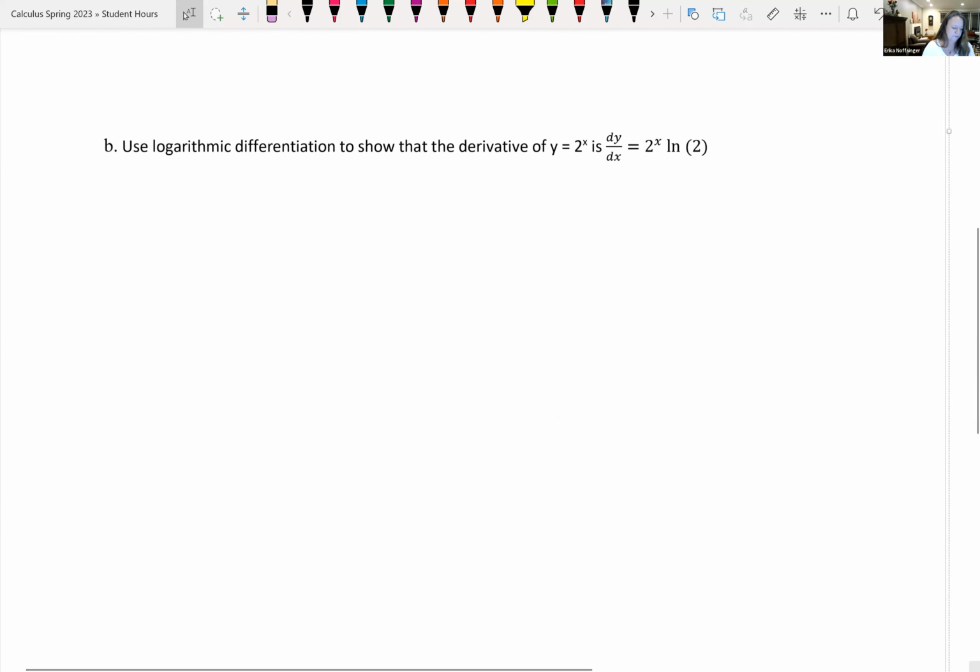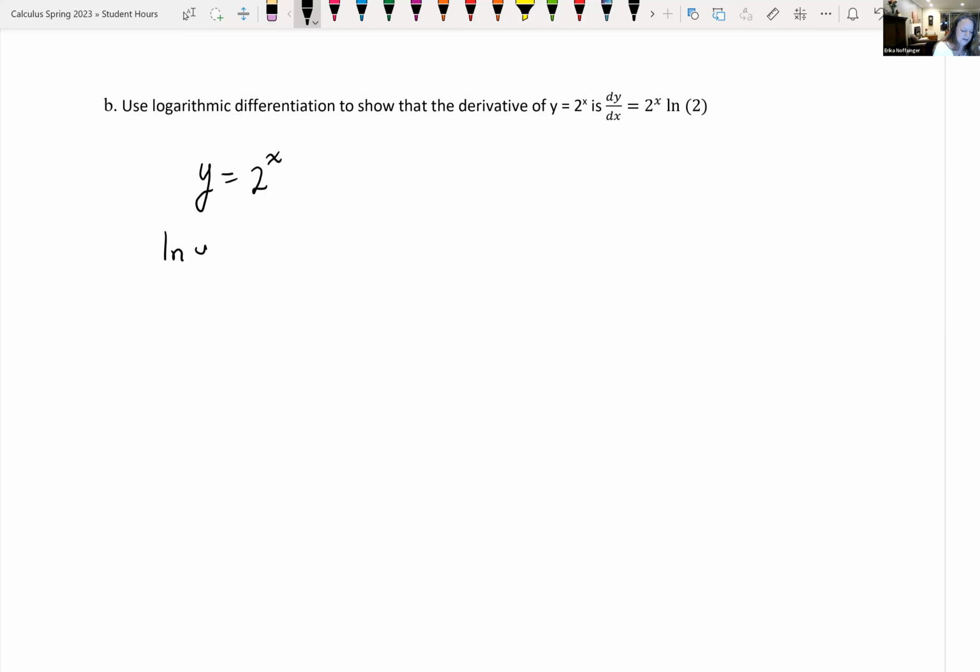So we have y is equal to 2 to the x. Let's take the natural log of both sides of our equation. If we did so, we get the natural log of y is equal to the natural log of 2 raised to the x power. I'm going to use my properties of logs to rewrite this as natural log of y is equal to x times the natural log of 2.